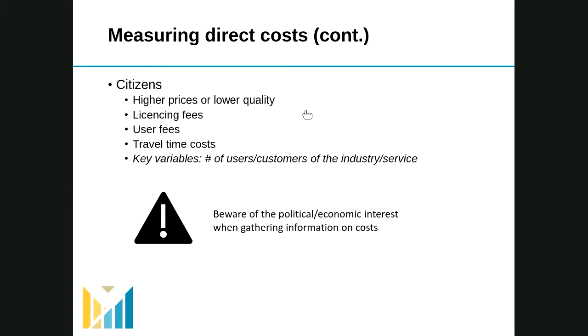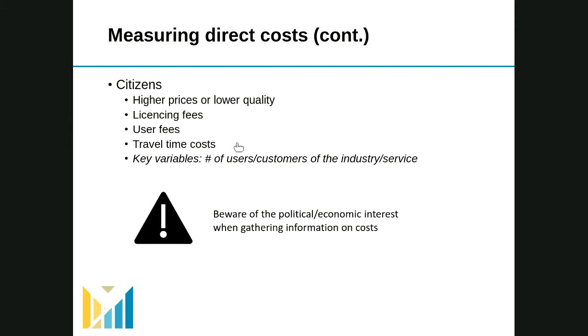So for citizens, especially when we're talking about market regulation or competitive regulation, the cost to them, depending on how the regulation works, could be that the citizens have higher prices or lower quality. For example, a new regulation, especially if there's not much competition in the market, could cause the businesses to increase their prices or reduce the quality of the goods and services that they sell to citizens. So that could be a cost on them. Citizens might also have fees.